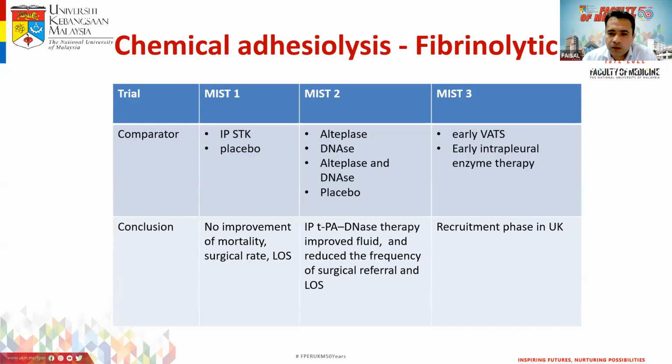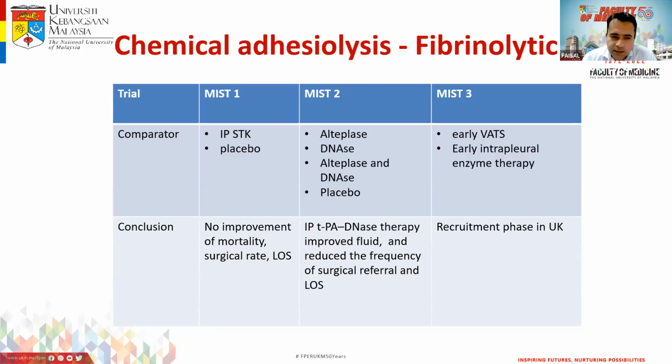MIST 3 is still ongoing. So what is MIST 1? MIST 1 compared intrapleural streptokinase versus placebo in patients with pleural infection, and the conclusion was that there was no improvement in mortality, surgical rate, and length of hospital stay. Subsequently, the MIST 2 paper by Rahman et al. was published in the New England Journal in 2011. There were 4 arms in the study: alteplase alone, DNase alone, a combination of alteplase and DNase, and placebo. They found that the combination group of alteplase and DNase therapy had improved pleural fluid drainage, a reduced frequency of surgical referral, and a shorter length of hospital stay.